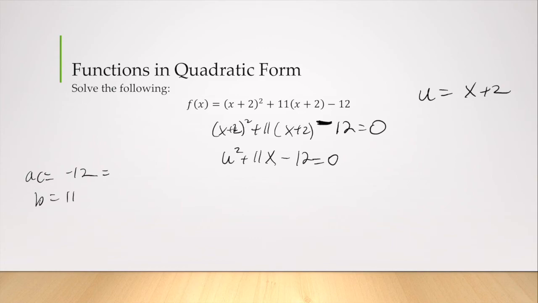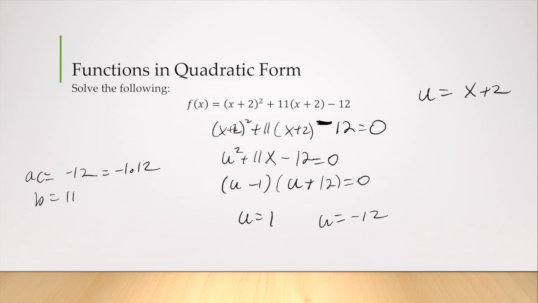Well, that's going to be negative 1 and 12. So I have u minus 1 times u plus 12 equals 0. So I get u equals 1 and u equals negative 12. I then substitute back in. I have x plus 2 equals 1 and x plus 2 equals negative 12. I subtract 2. I get x equals negative 14. Subtract 2. I get x equals negative 1. And those are the two zeros of this function.